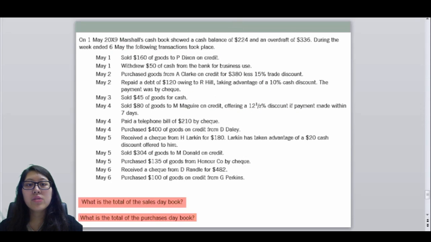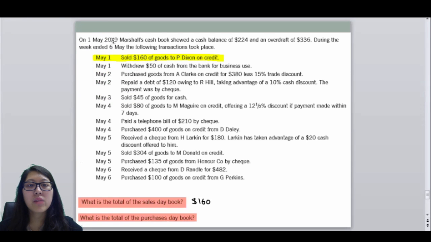Alright, now let's do some practice with the sales day book and purchases day book. The question here says, what is the total of the sales day book? And what is the total of the purchases day book? Remember that these are used only to record credit transactions. The sales day book is used for credit sales only, and the purchases day book is for credit purchases only. So let's try to identify out of all of these transactions. May 1st, sold $160 of goods to P. Dixon on credit. Write down 160.